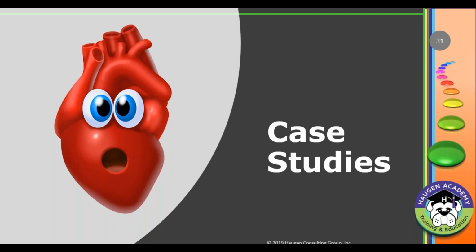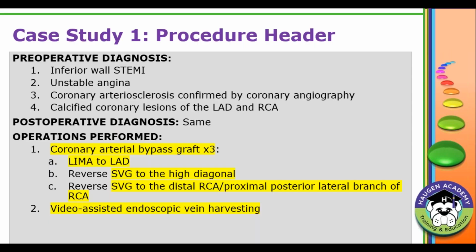So it's all fun and games going through all of this information until you actually have to read an op report. And op reports, I think, can get pretty tricky, so I've included 2 examples here for you today. And I'm not going to read everything to you, but I did take the liberty of highlighting the stuff that I felt to be the most important in these procedures.